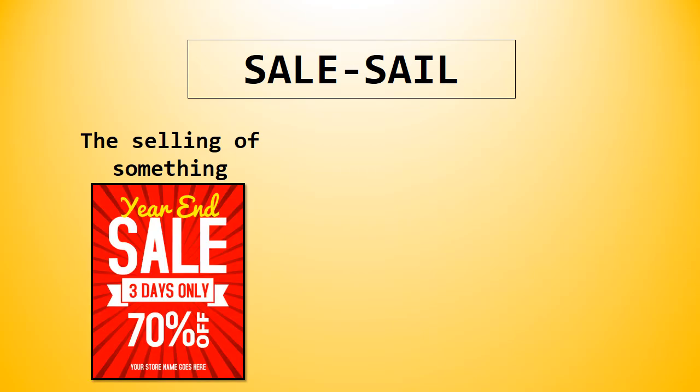Eighth pair is sale, S-A-L-E, sale, and S-A-I-L, sail. S-A-L-E, sale is a noun that means the selling of something. Students, you must have heard about end of season sale, property sale, clearance sale, and moreover, Flipkart sale, Amazon sale, and Myntra sale. Yes, we can buy any product over these platforms.